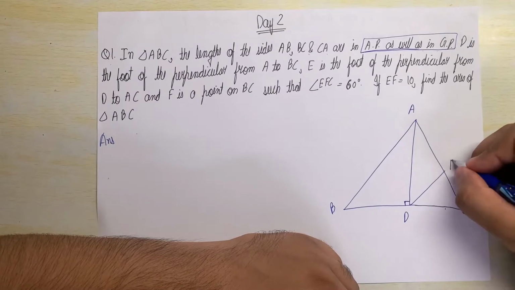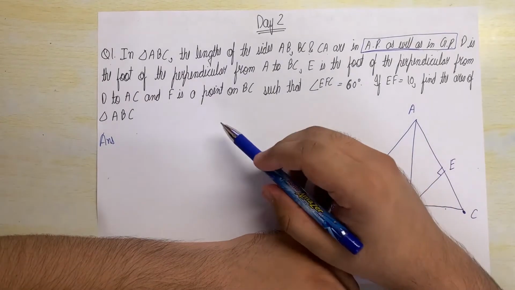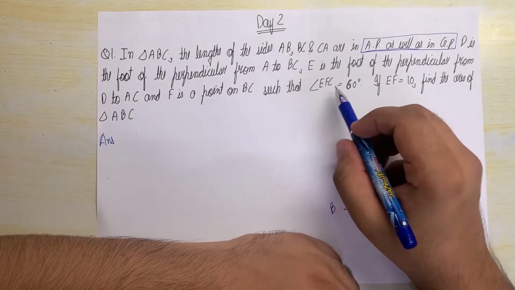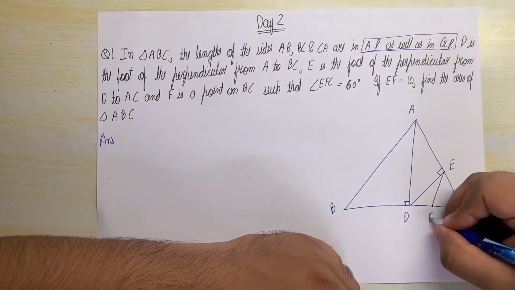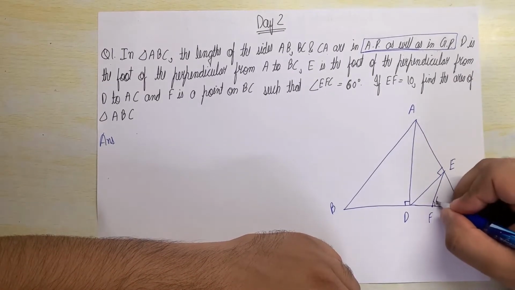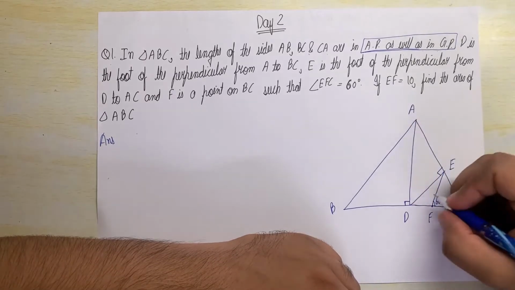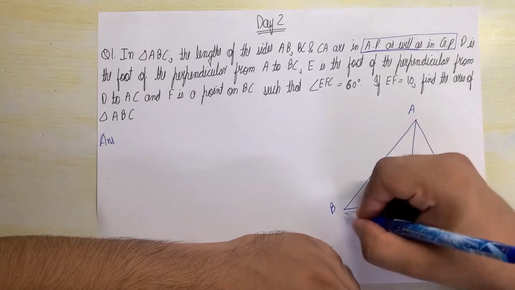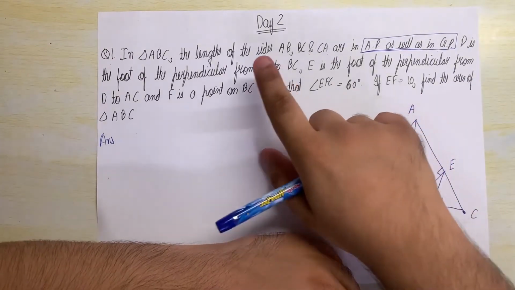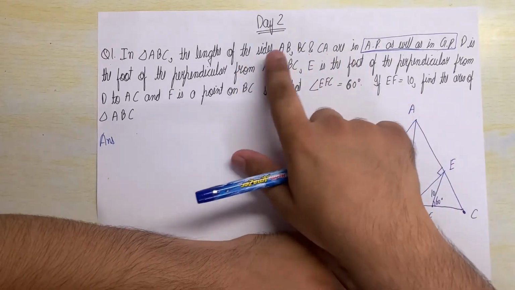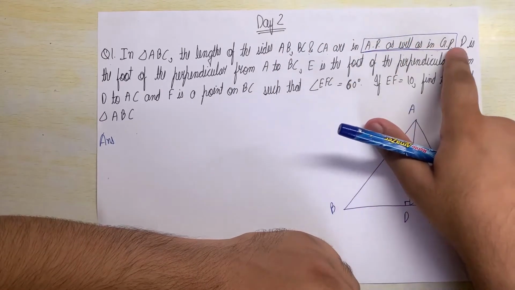And F is a point on BC such that angle EFC is 60 degrees. So F would be a point here such that angle EFC is 60 degrees. Next, EF is equal to 10 centimeter. So we have to find the area of triangle ABC. First of all, note the most important thing in the question is that the lengths of the sides are in AP as well as in GP.